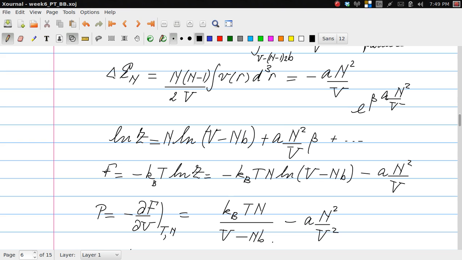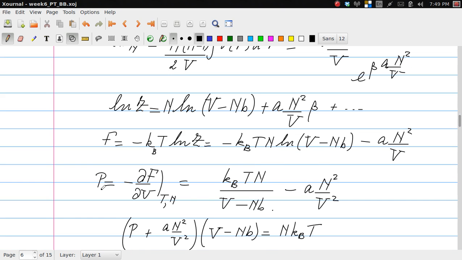Then if we calculate the free energy, neglecting those terms, we see that we have this result. We just multiply by minus kBT, and then we can calculate the pressure, and the pressure is minus dF/dV at constant T and N, and we find that the first term gives kBTN divided by V minus Nb. So imagine there would be no attraction, there would be no excluded volume. Of course, I recover the free energy equation of state. But now there are corrections due to the excluded volume and due to the attraction.